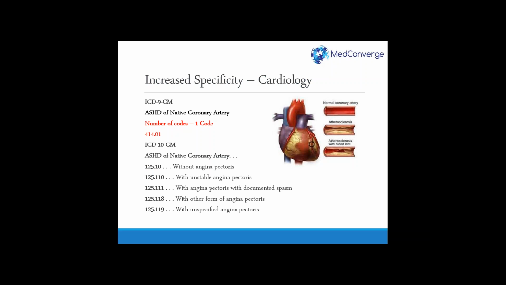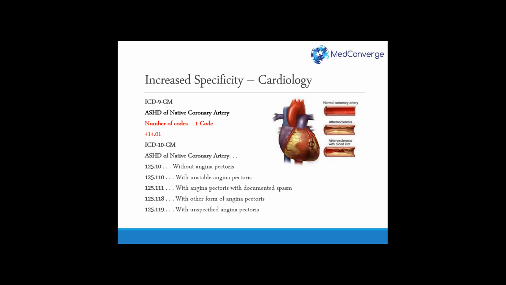Okay. One more example, one of the chapters that has had the maximum number of changes is the cardiovascular system. I guess because of all the advances we've made in the last 50 or so years in that sphere, the codes have to reflect that. Now, when we spoke about atherosclerotic heart disease of native coronary artery, we had one code, right? We had one code for native coronary artery and one code for grafted artery, and a few subsets.